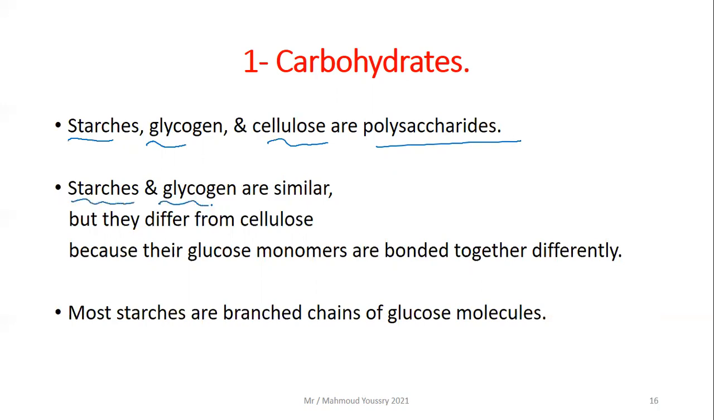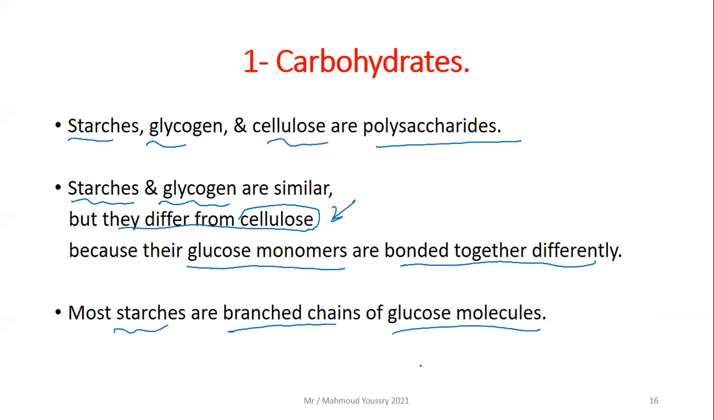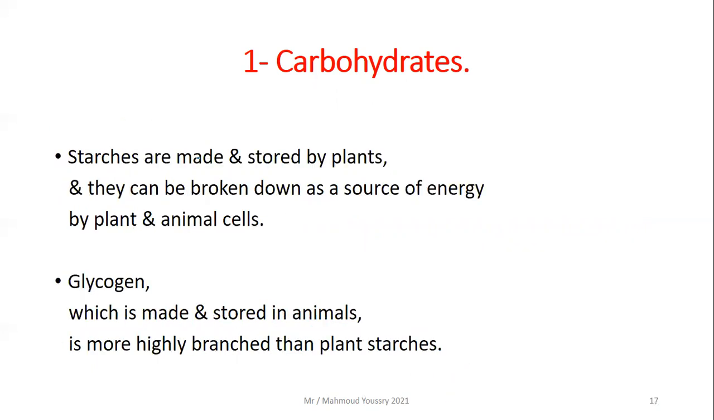Starches and glycogen are similar, but they differ from cellulose because their glucose monomers are bonded together in a different way, and we will study how they are different. Most starches are branched chains of glucose molecules. For example, starches are made and stored by plants. This is very important. And they can be broken down as a source of energy for plants and animals.